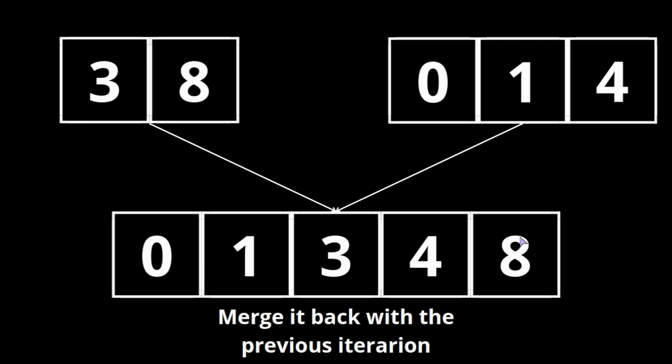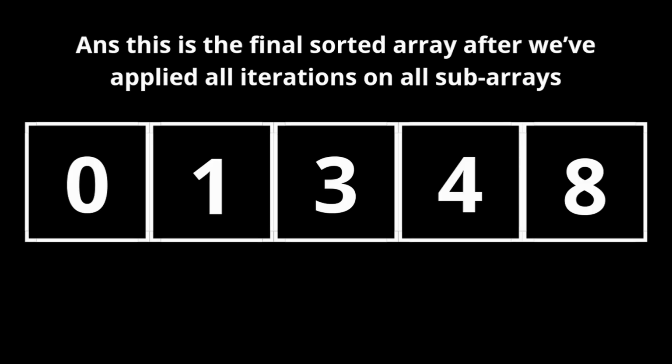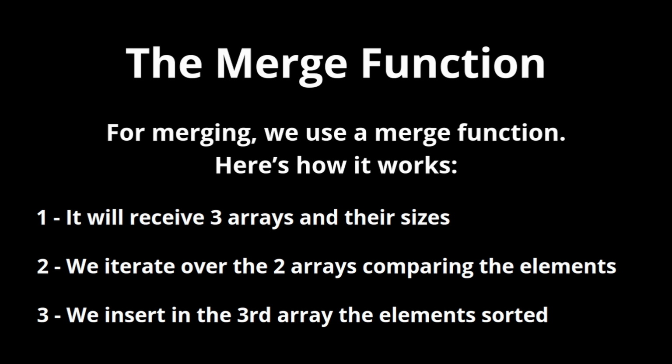So this is how the merge sort will work to sort the arrays. And here is the sorted array. But let's talk a little bit about the merge function that is the core of how this algorithm works. In order for us to create this function, we will receive three arrays, and another three arguments in this case, because we need to get their sizes.